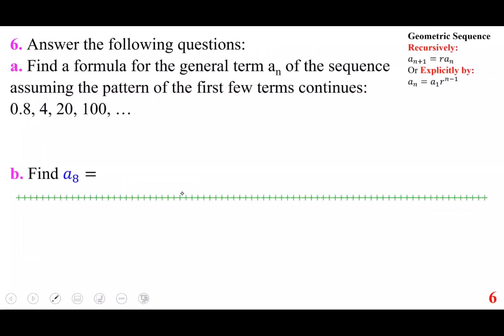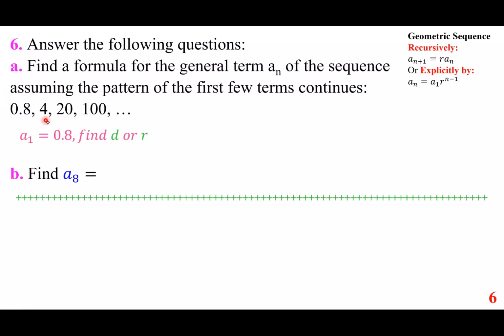All right, let's answer the following questions. Find a formula for the general term a sub n of the sequence, assuming the pattern of the first few terms continues. Okay, the pattern continues, so we need to find what we are dealing with. If you notice, the first term is 0.8, and if you divide 4 by 0.8 or 20 by 4, both of them give us 5. So the first term is 0.8.